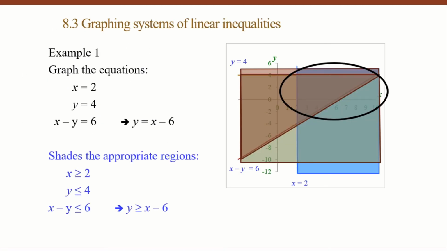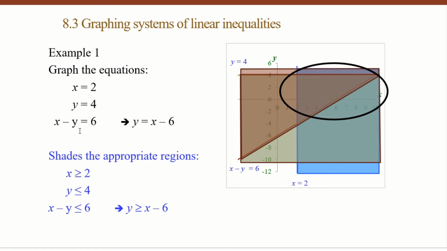So let's look at this system. Now you have more than one line. X equals 2 line: you go to your x-axis, this is 2, you draw a vertical line down. Y equals 4 line: you go to your y-axis, y equals 4, you draw a horizontal line.